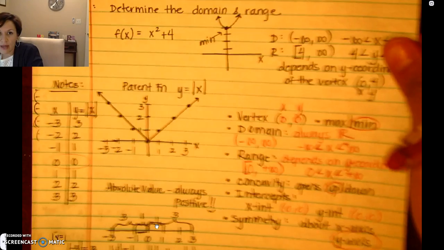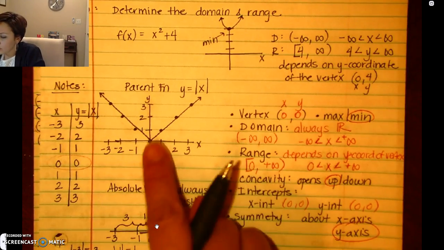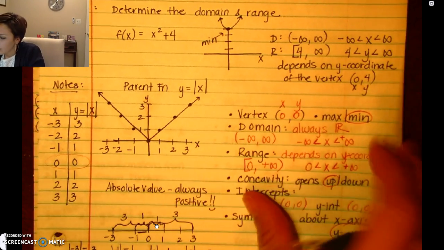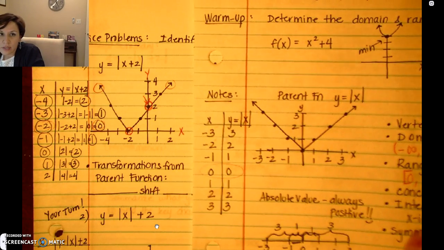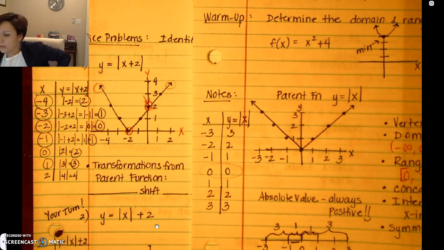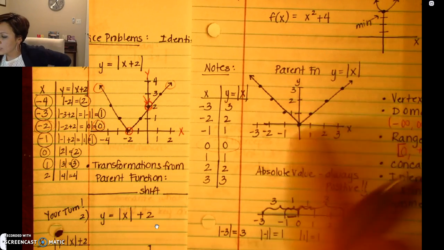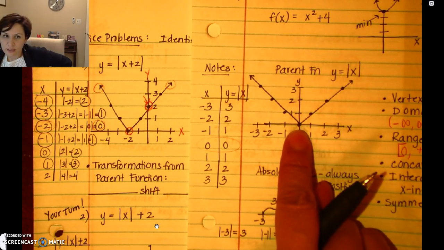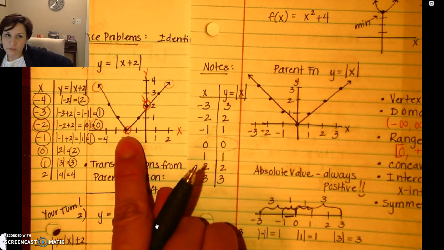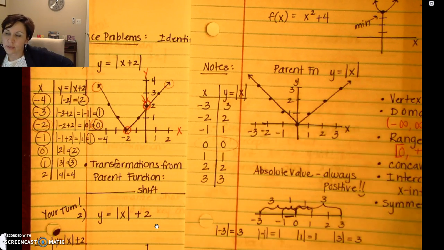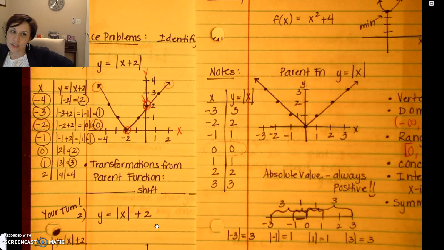So remember, our absolute value function, parent function, always starts at the origin. And if you compare it to practice problem number 1, how did the graph change? How did it go from starting at 0, 0 to your vertex being at -2, 0? How would you describe that transformation? Is it a vertical shift or a horizontal shift?